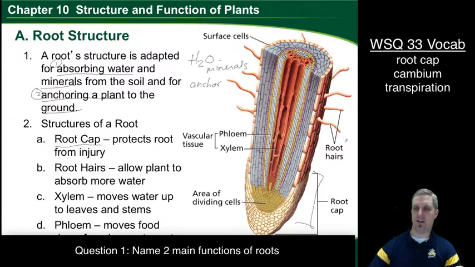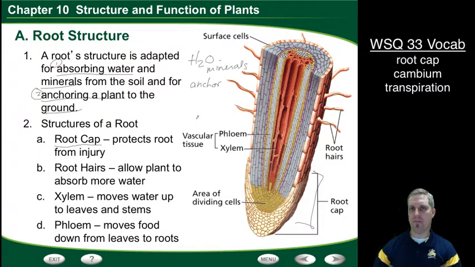Then there are root hairs. You see coming off the side of the root these little things called root hairs. Root hairs are small cells that extend from the root itself, and the purpose of root hairs is to allow the plant to absorb more water. This is just a function of surface area. Remember, the bigger the surface area of an object, the more moisture or water can get absorbed at a time.